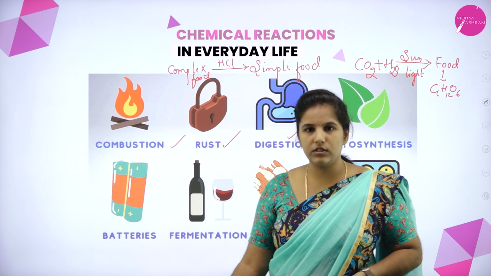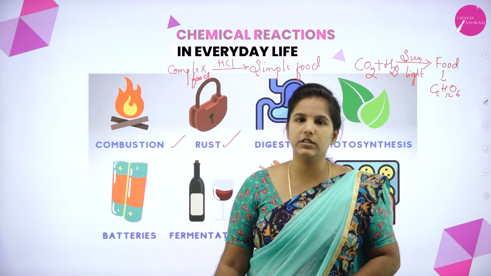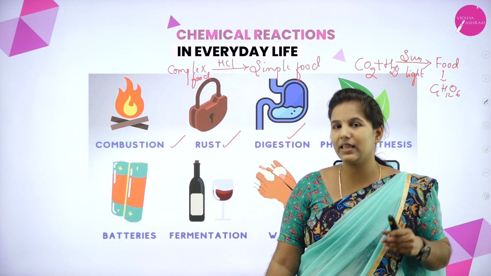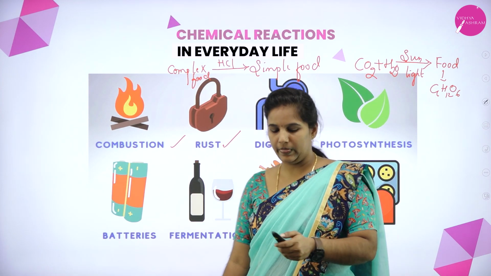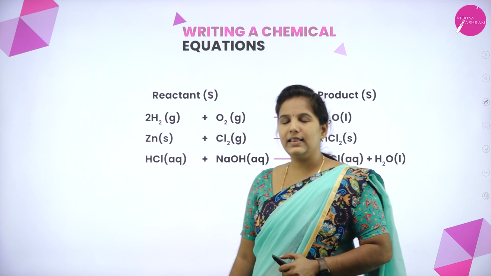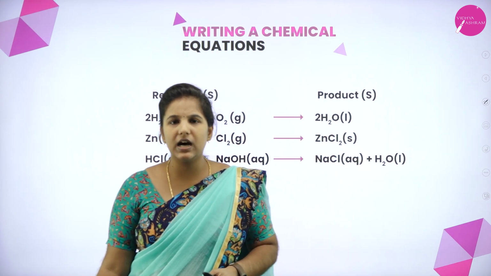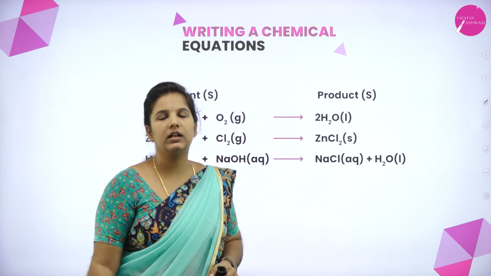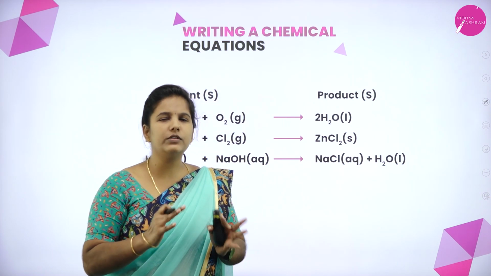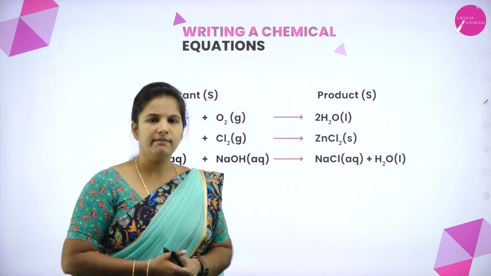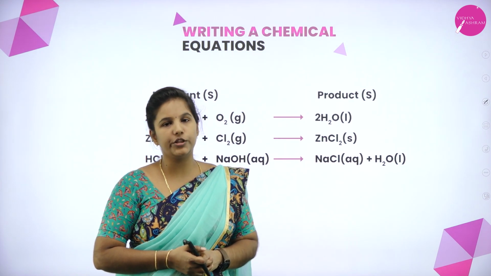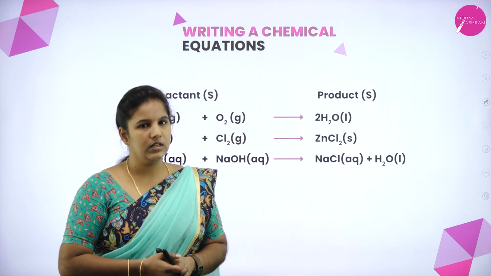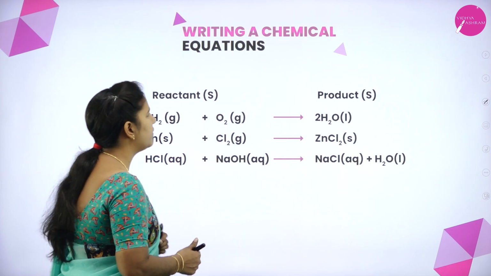And you can list out plenty of examples of the chemical reactions and chemical changes which are taking place in our surroundings. Now, let us understand writing a chemical equation. After knowing a few things about the chemical reaction, we must know how to write the chemical reactions, or the chemical equations. So what are chemical equations first?